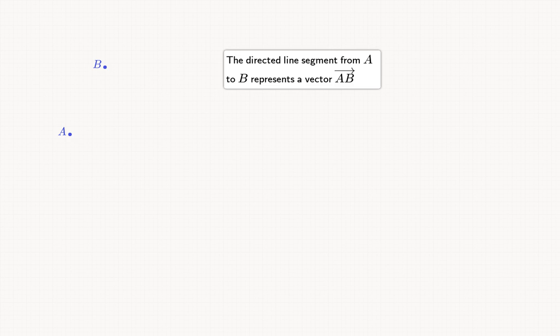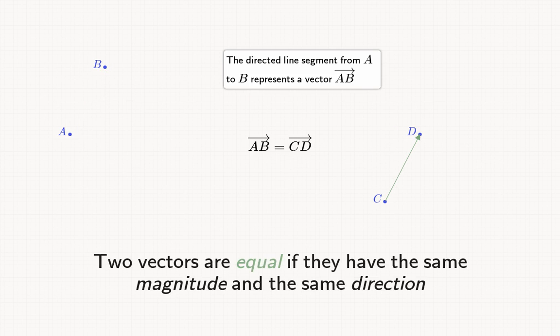The reason I say represents a vector rather than is a vector is if we have 2 other points, C and D, we'll say that the vector from C to D is equal to the vector from A to B if these line segments differ by a translation. In other words, 2 vectors are considered equal if they have the same magnitude and the same direction. The initial point isn't part of the data of a vector, but it's just how we draw it.